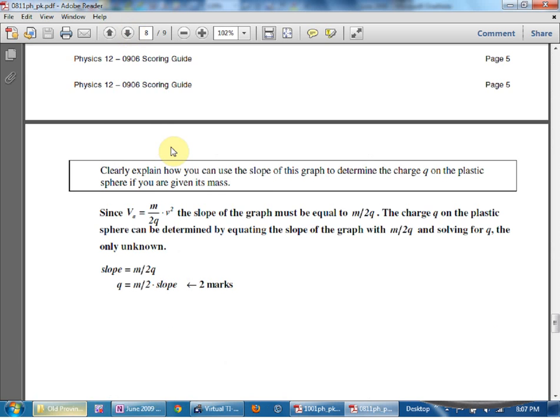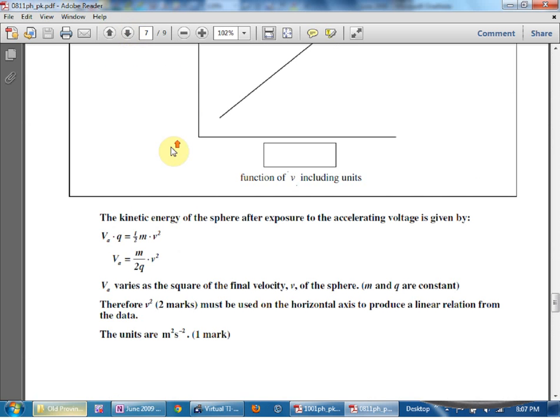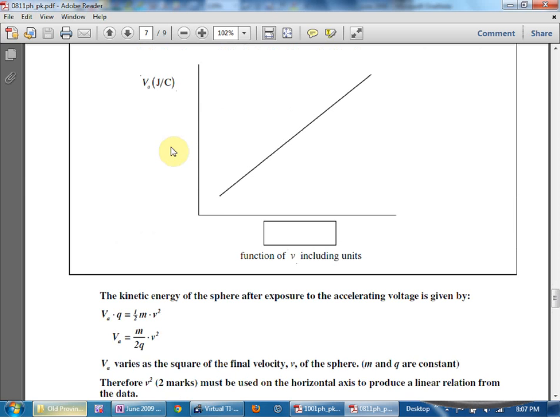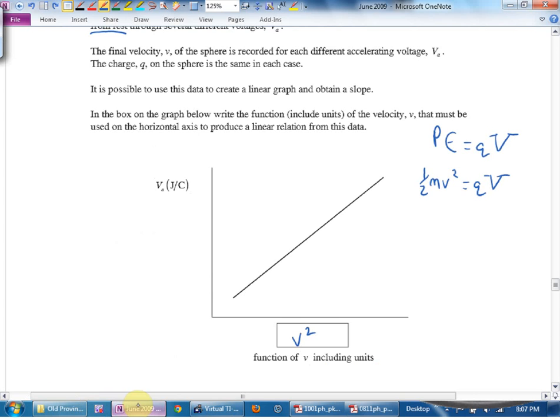Write the function, include units. So, there you go. They want you to get the voltage by itself. Voltage equals mv squared over 2q. Instead of a 1/2, I'll just put a 2 in the bottom. There's the slope of this graph. Y equals mx.